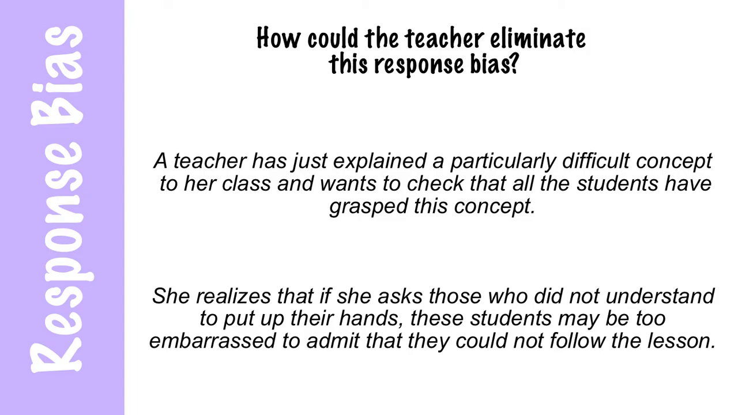How could a teacher eliminate this type of bias? A teacher has just explained a particularly difficult concept to her class and wants to check that all the students have grasped the concept. She realizes that if she asks those who did not understand to put up their hands, these students may be too embarrassed to admit that they could not follow the lesson. So the teacher could possibly say, this material was very difficult. Does anybody want me to go over it again? This is a less embarrassing and an easier way for students to engage in getting further information.